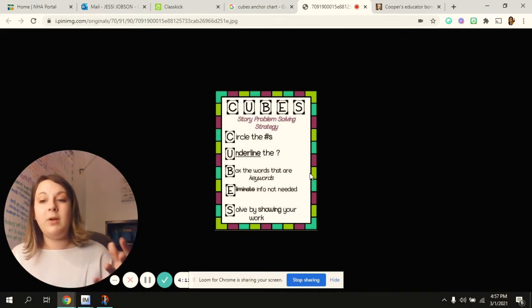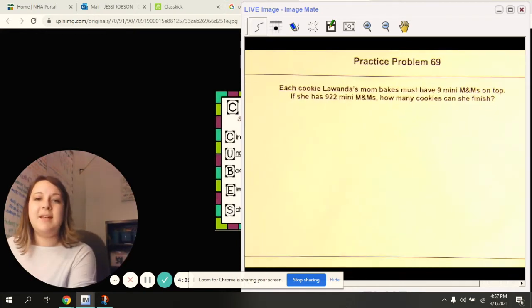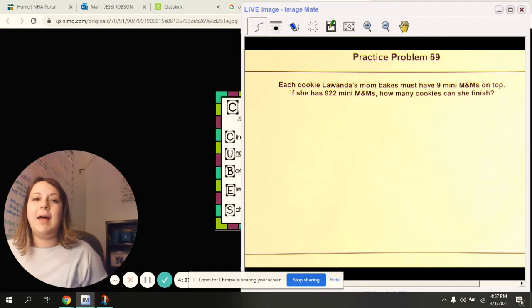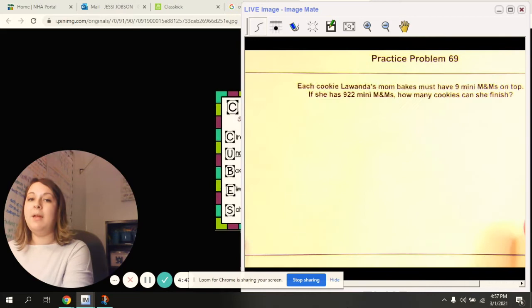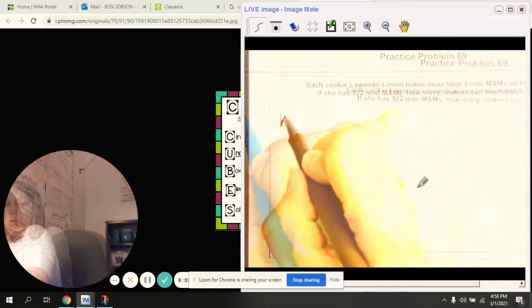It really boils down more for me about questioning. This is the problem we're going to go through. So it says, each cookie Luanda's mom bakes must have 9 mini M&Ms on top. If she has 922 mini M&Ms, how many cookies can she finish? So for this problem, the first thing I have my kids do is write the word no.